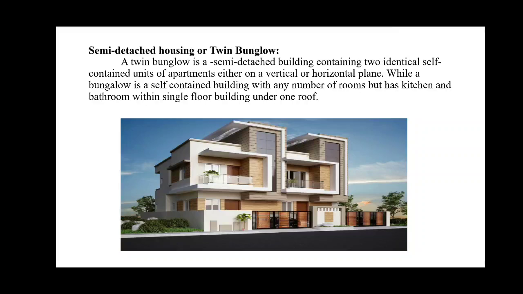Next is a semi-detached house or a twin bungalow. The semi-detached house or a twin bungalow is a building containing two identical self-contained units of apartments either on a vertical or a horizontal plane. While, as discussed earlier, a bungalow is a self-contained building with any number of rooms but has a kitchen and bathroom with a single floor building under one roof. Here, it can be noted that the twin bungalow can be a mirror image built adjacent to the bungalow, just like having two bungalows attached by a common wall.